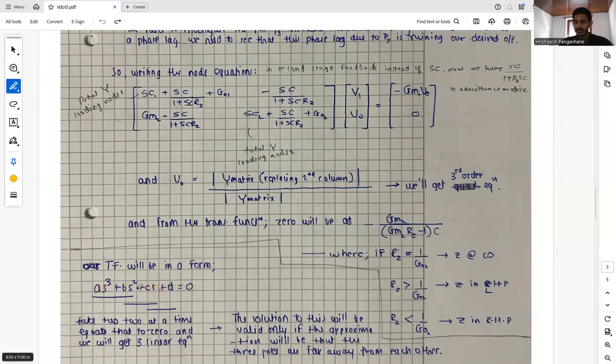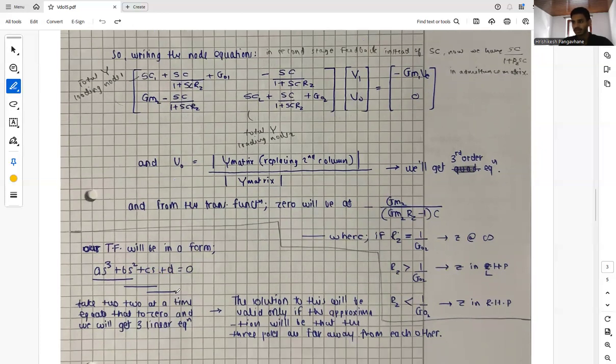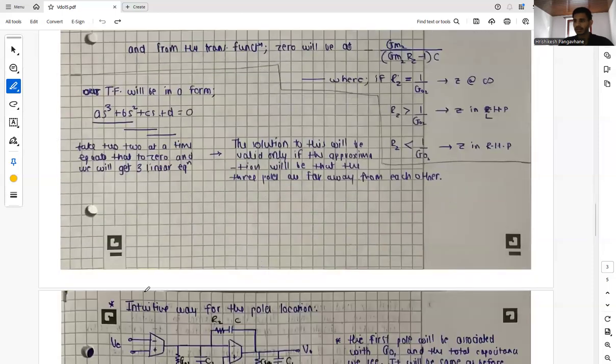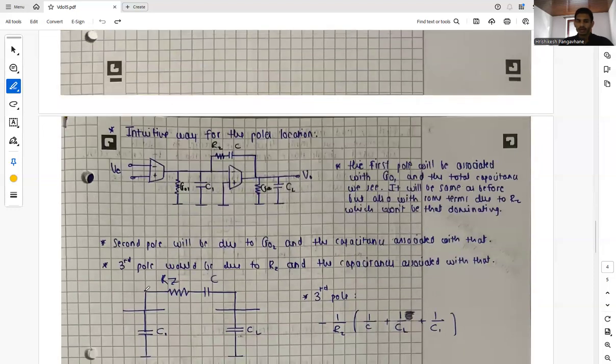And what we can do is make an algebraic approximation, taking two terms at a time, equating these two to 0, these two to 0, and these two to 0, and we will get three linear equations. The solution to this will be valid only if the three poles are properly far away from each other. Only then can we solve the third order equation this way by taking three linear equations. So instead of increasing the complexity, let's discuss it in an intuitive way for the locations of poles.